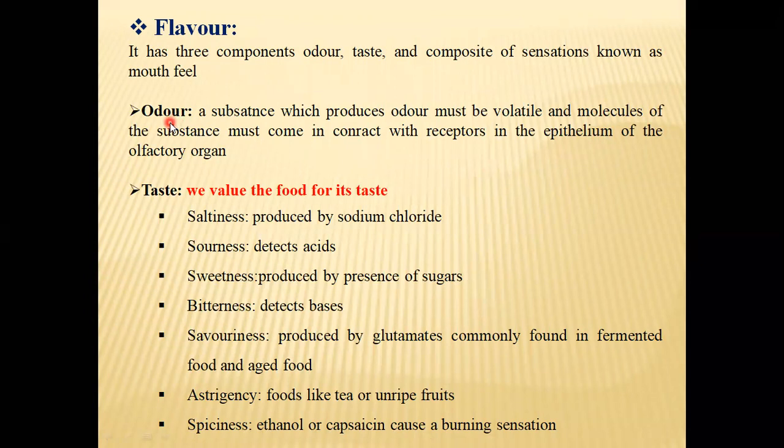Then we will deal with the different flavors. Now flavor is nothing but a combination of odor and taste, and it is the composition of the sensations, so it is known as the mouthfeel. Now odor is produced by some volatile molecules of substances which come into contact with the receptors of the epithelium of our olfactory system. Okay, in the olfactory organs, some receptors in that epithelium identify which kind of particular flavor or odor it is.